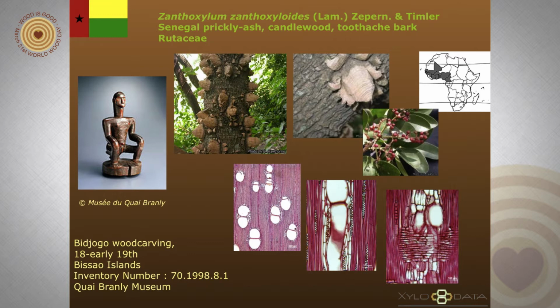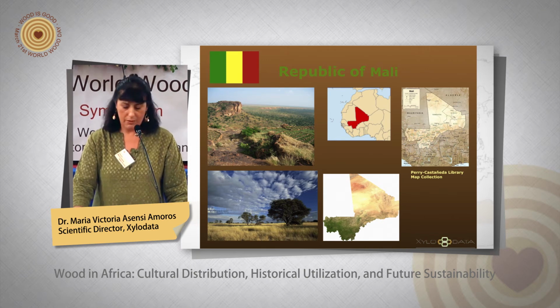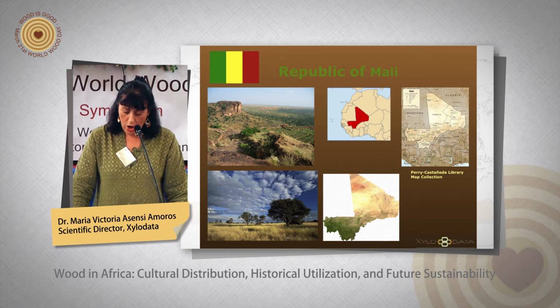Mali territories. The present-day Republic of Mali once owned part of the three West African empires that controlled trans-Saharan trade: the Ghana, the Mali, and the Songhai Empire.